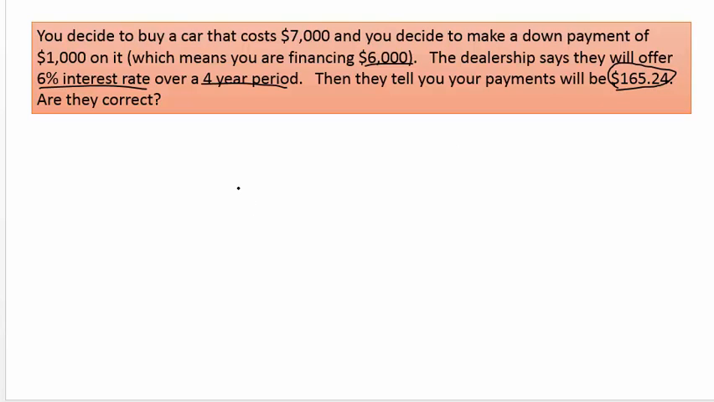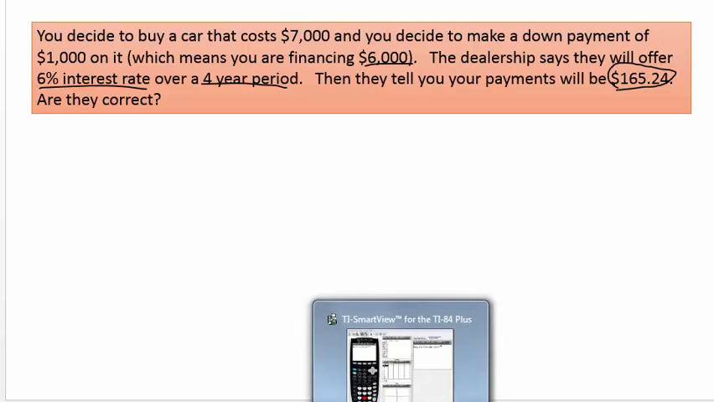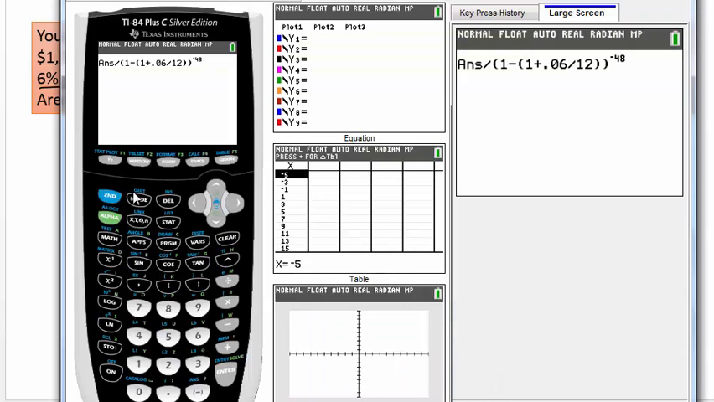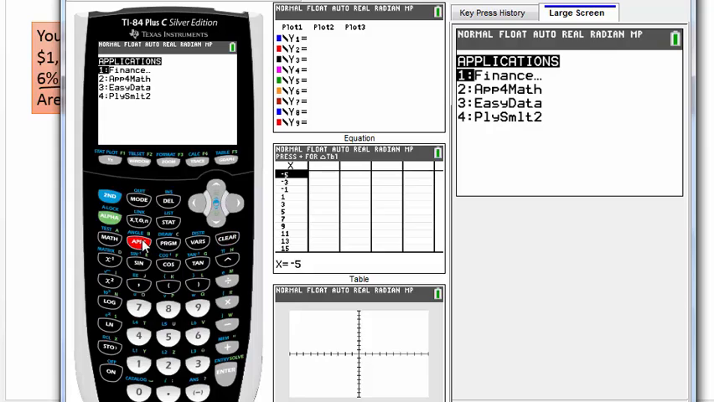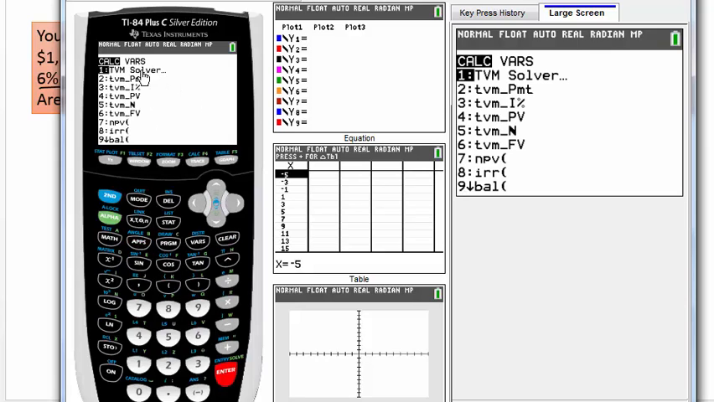And you can just trust them and go with it, or you can say, wait a minute, I'm going to double check this. So let's take a look on my graphing calculator here. You're going to go to apps right here. And the very first option is finance. And the first option there is TVM solver, time value money solver.